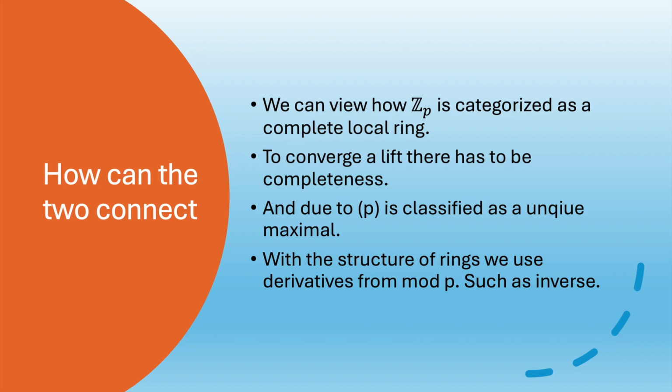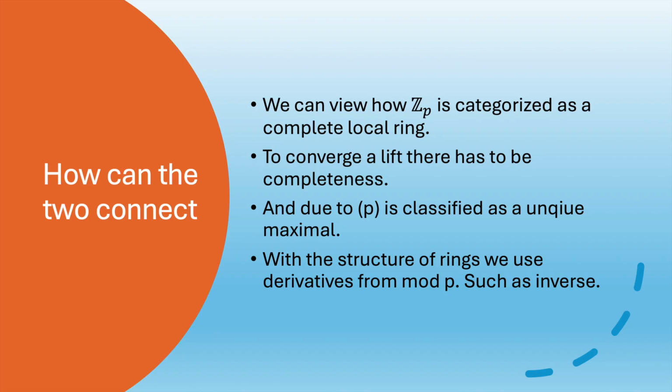And due to p being classified in this maximal ideal, with the Hensel's lifting theorem we saw earlier, it's let's say 0 mod p. So that p portion would give us that idea. And then for the structure of the ring, we use derivatives from mod p. So it could be an inverse.